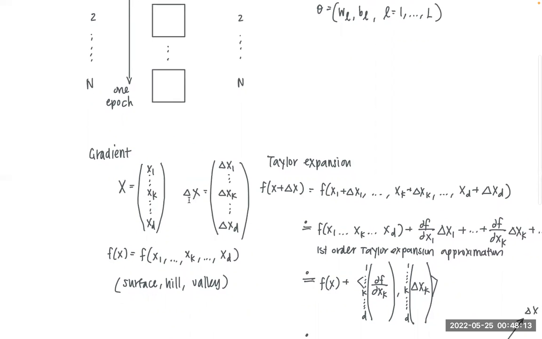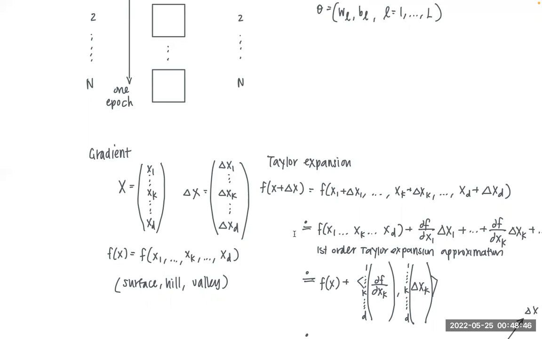And suppose we perturb this x locally by an infinitesimally small delta x, also d-dimensional. We perturb each element xk by delta xk. And suppose we have a function f, which is a function of all those x1 to xd. So we can write this f of x, where x is a d-dimensional vector, and we can also write this f as a function of d arguments.